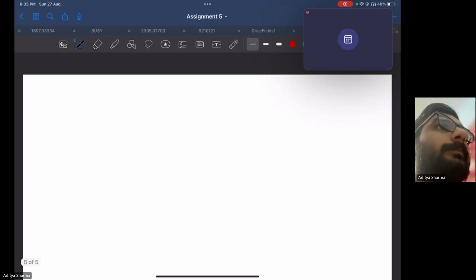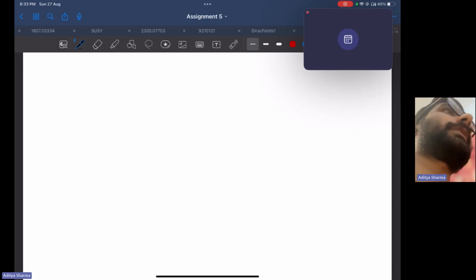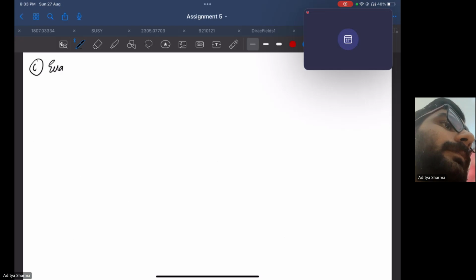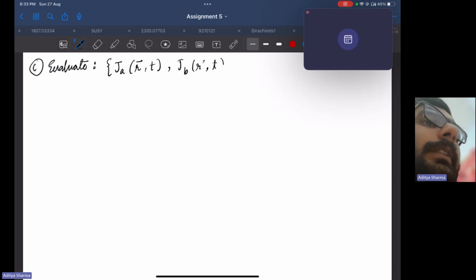Okay. So the third thing now which we'll look at is the commutation relation between currents and currents. Say, evaluate JA R vector comma T, JB R vector comma T. Let's do it with our notations.